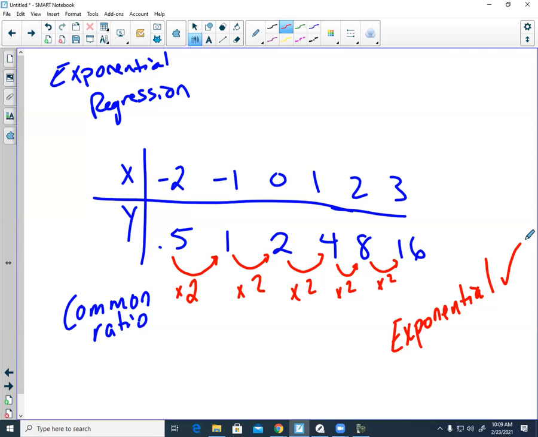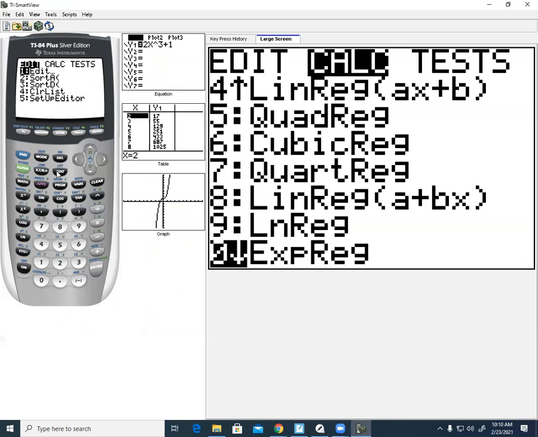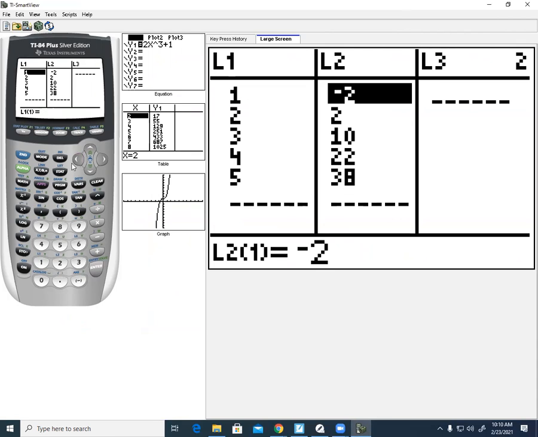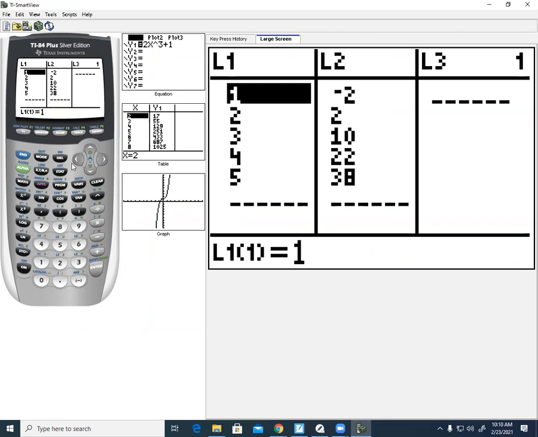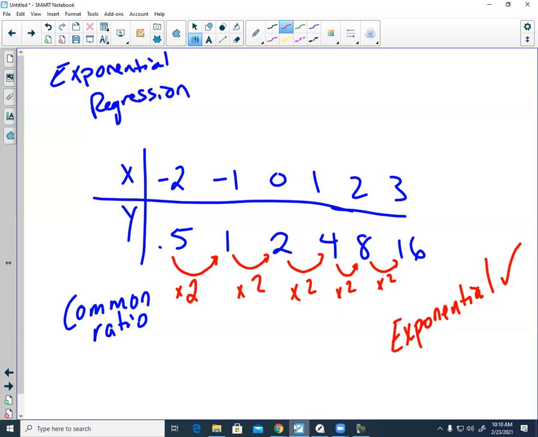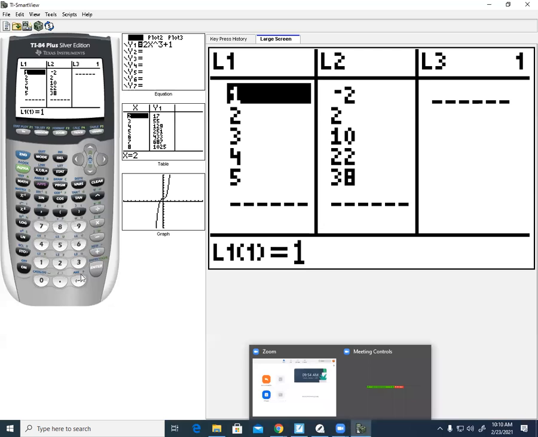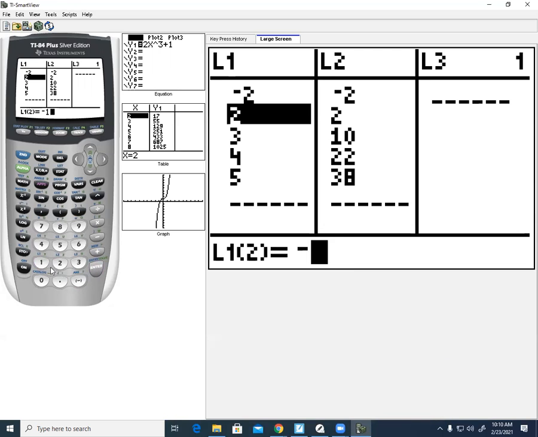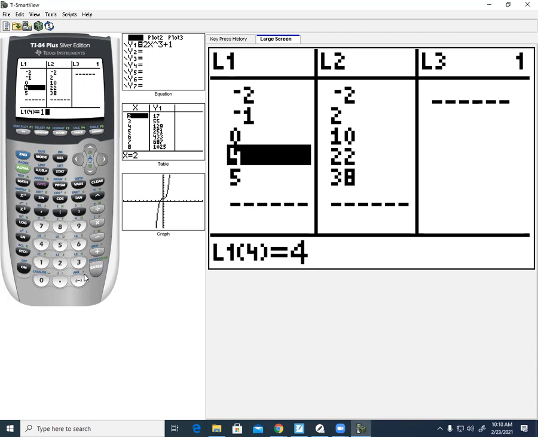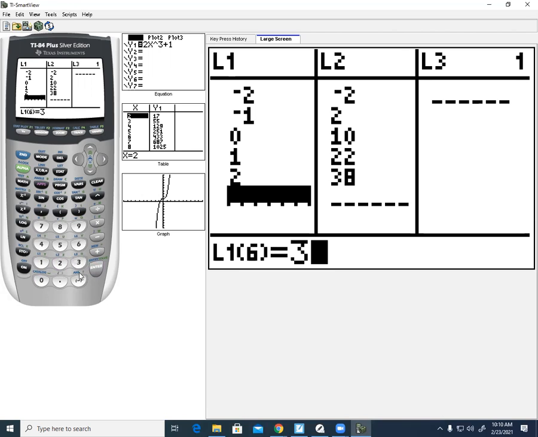The next part would probably say something like, find an equation for this. If you're asked that, you're going to use your calculator. Hit the stat button, hit edit, and start typing in your information. This one started with negative 2 for the x's, so I'm going to go negative 2, negative 1, 0, 1, 2, 3. You have to be really careful when you do this, because a typo will throw off your equation. Missing a negative sign or skipping a number will throw something off. So just be really careful.